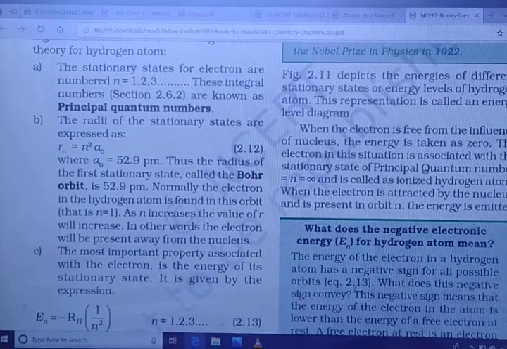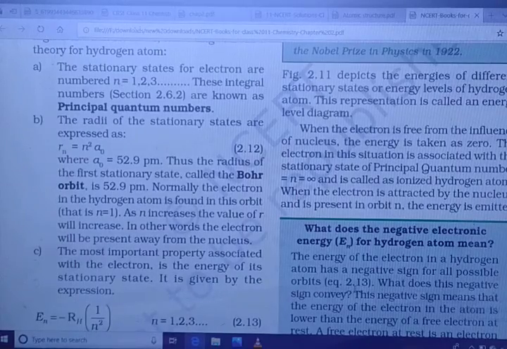In other words, the electron will be present away from the nucleus. Means as the number of energy levels increases, the distance from the electron to the nucleus also increases. Now, the most important property associated with the electron is the energy of the stationary state. As I have already told you, until the electron gets energy, it will not jump from the lower energy state to the higher energy state. So here you can see E_n is equal to minus R_H into 1 upon n square, where n is equal to 1, 2, 3, 4.